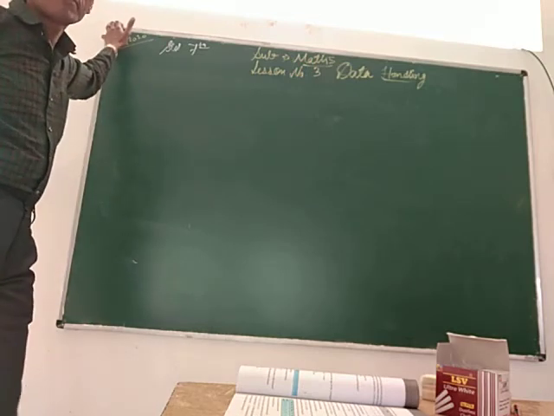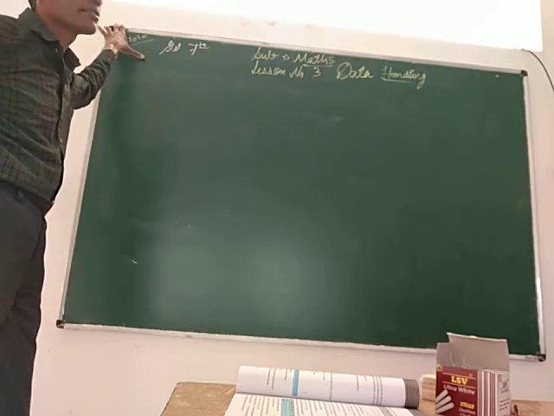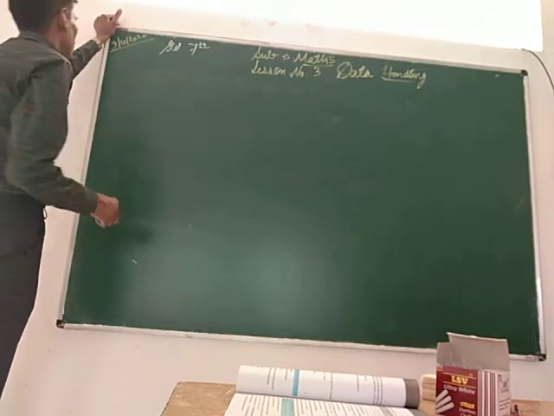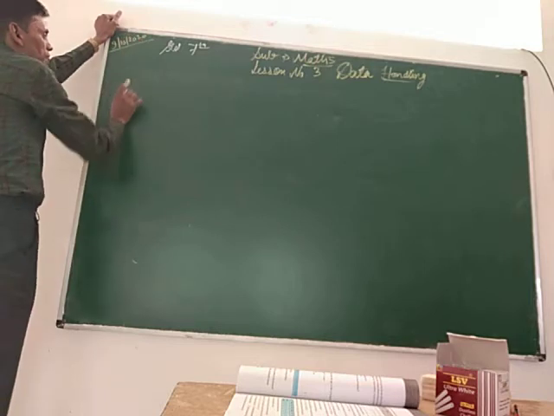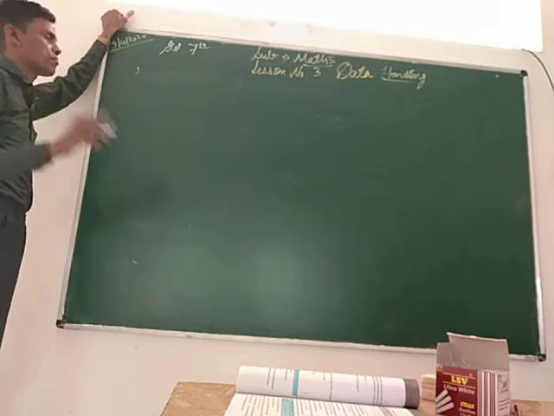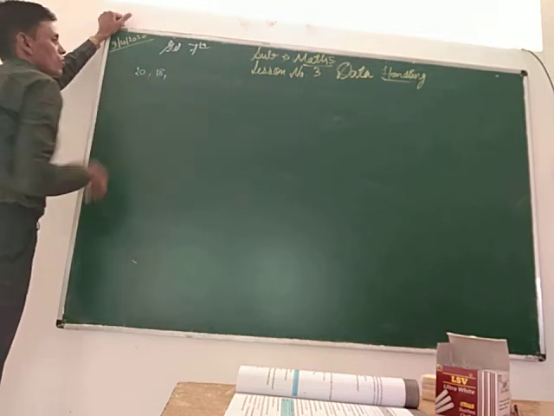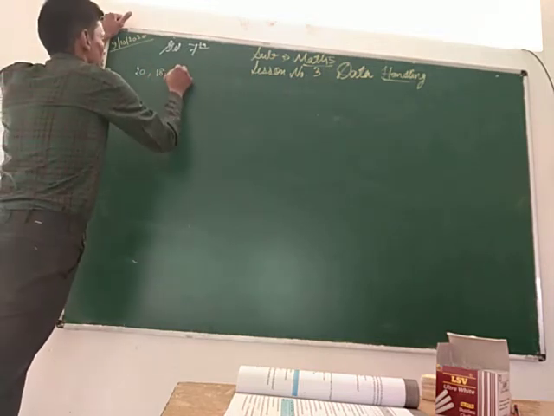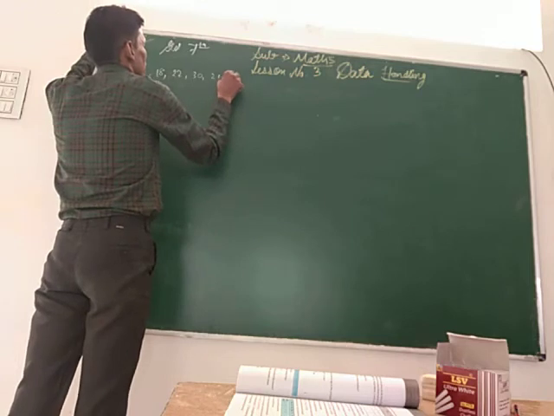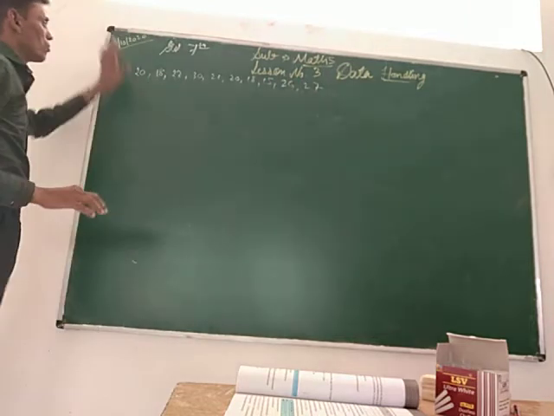Suppose I am in 7th standard, and there are 25 students in a class, and I ask their weight from roll number 1, 2, 3. We are taking not exact but approximate weights. Roll number 1 will say 20, roll number 2 will say 18, roll number 3 will say 22, like this we can count: 30, 21, 20, 18, 15, 26, 27, like this.